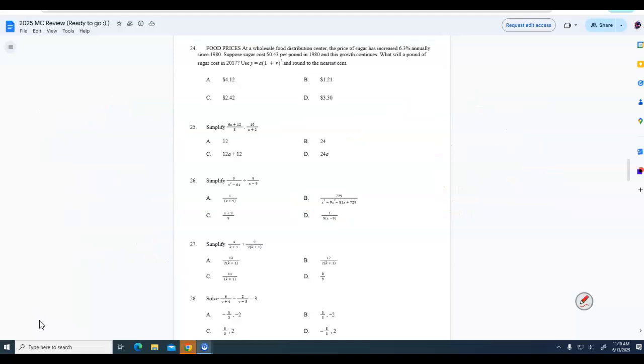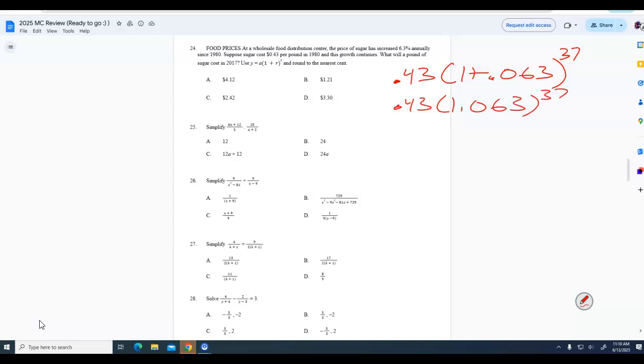The initial price is 43 cents, times 1 plus a rate of increase of 6.3%, which is 0.063, and I'm raising that to the 37. All right, 2017 is 37 years after 1980. So 0.43 times 1.063 raised to 37. Make sure you do order of operations. 1.063 to the 37th power, and then you multiply that by 43 cents, and you get $4.12.